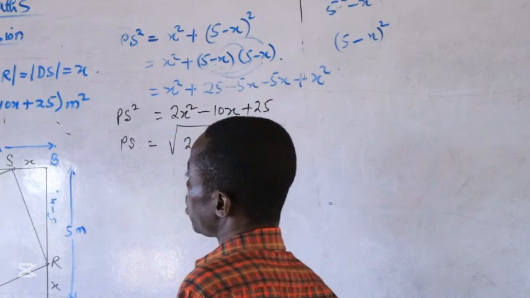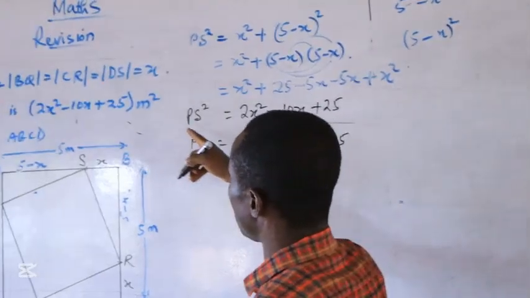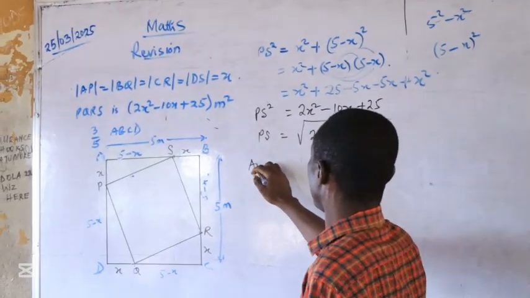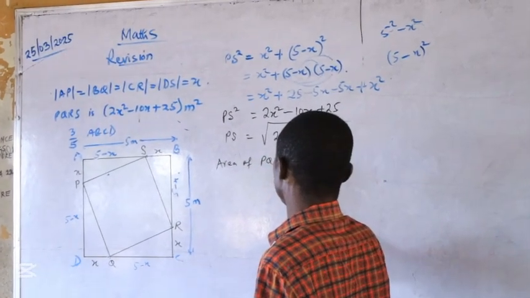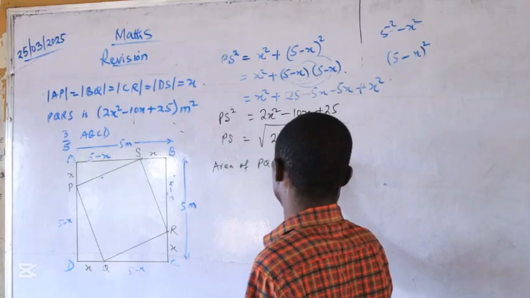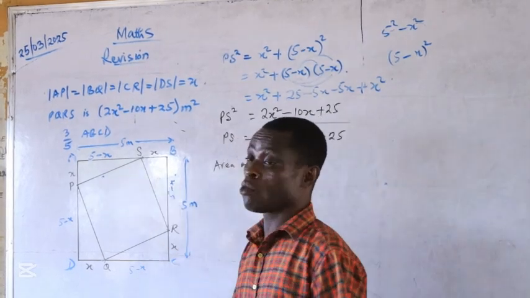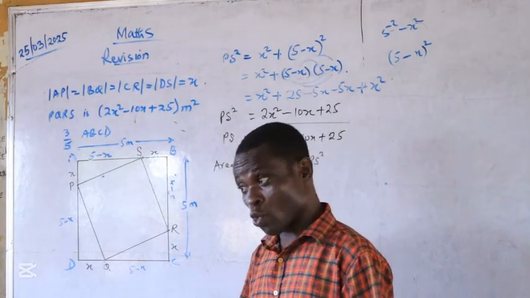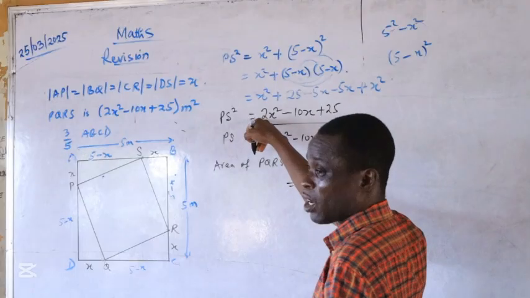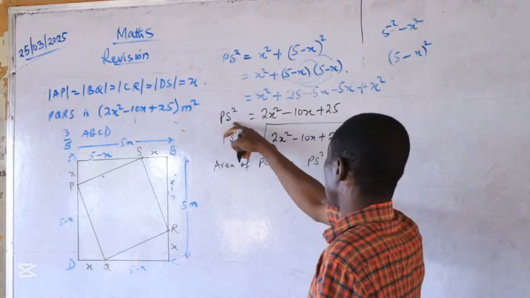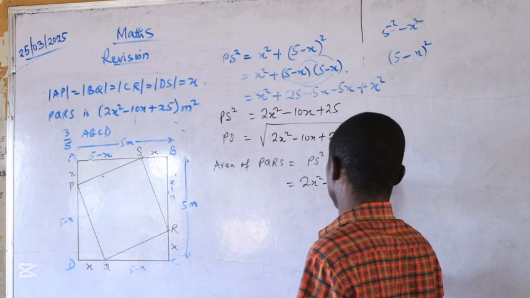But the question is the area of this thing. Area of PQRS. Area of PQRS is going to be PS squared. This is PS. Area of a square is what? L squared. So if PS is this, now to find the area, I can just take the value from here, because PS squared is 2s squared minus 10s plus 25.